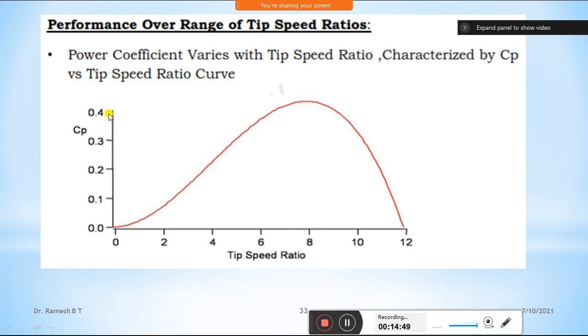The power coefficient is more. And if the tip speed ratio is less, 0 up to 4, it is a low power coefficient. And if it is more than 8, 9, 10, 11, then also we get a less power coefficient. Okay, the tip speed ratio is optimum from 6 to 8, or even up to 9 we can consider.